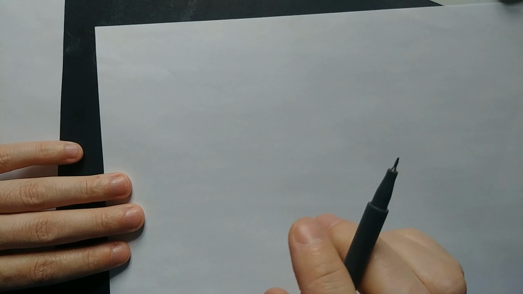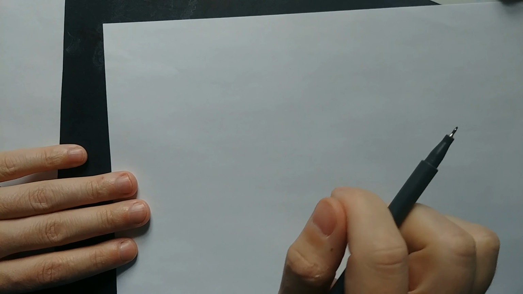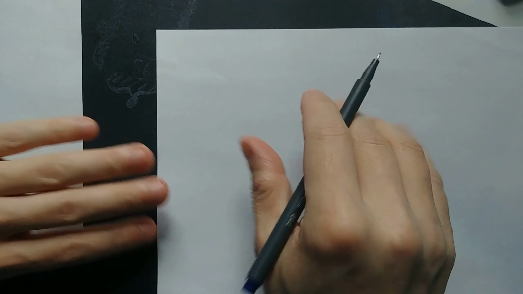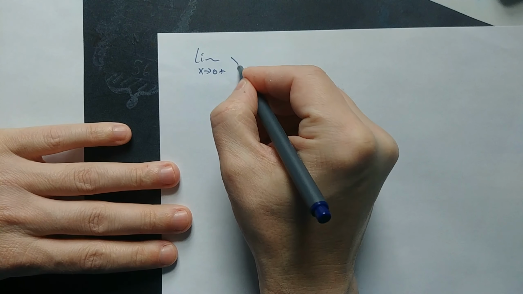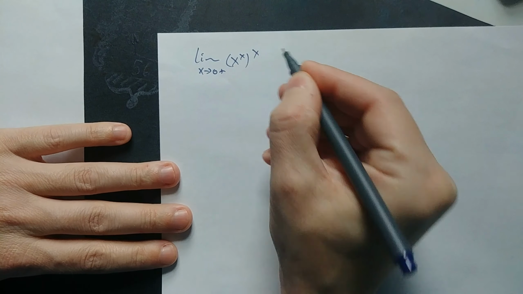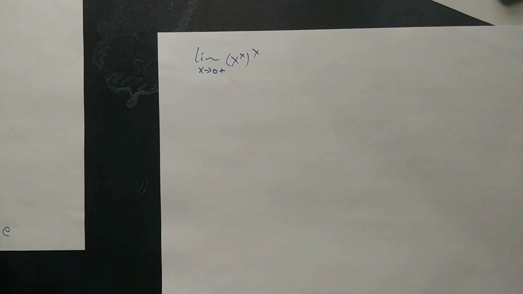Remember, on my channel I usually post more advanced math videos. So here's a nice limit question. Let's do it. The limit as x approaches 0 from the right side of x to the x, and the whole thing raised to the x again. What can we do here?